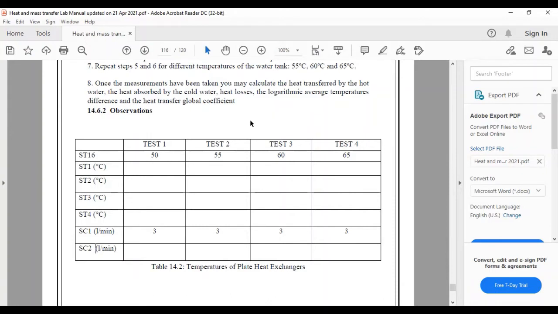And secondly, we will use all the personal protection equipment. We will use all the protective care before the start of the experiment, so that any type of risk may be avoided. So now let's move towards the lab. We will perform this experiment on the plate heat exchanger.